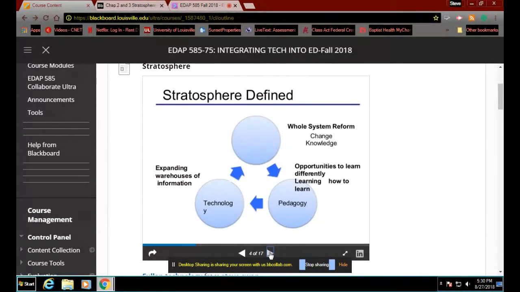Whole system reform, change knowledge. How do we get folks to start thinking differently about what we do? Learning how to learn. Lord, how many years have we talked about this? Learning how to learn. We've got to move away from this stuff in, stuff out. We've got to move away from that. Not that it's not important. We're not throwing out the basic fundamental building blocks of knowledge.